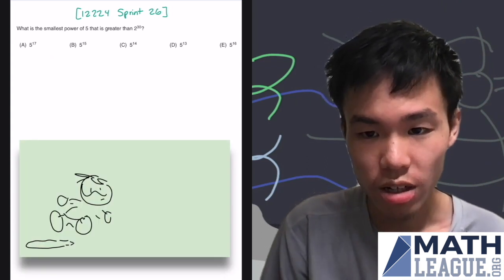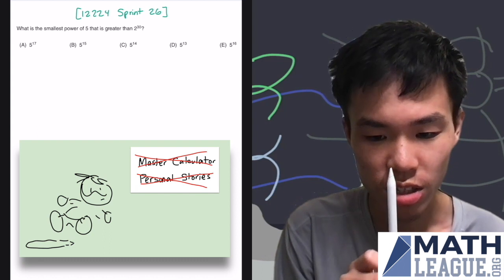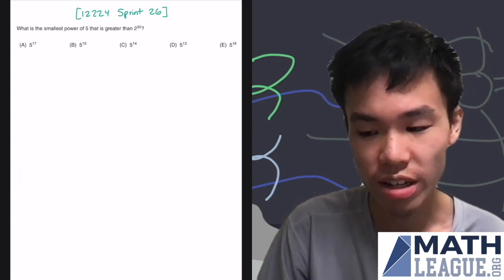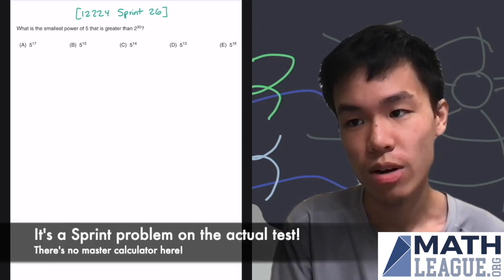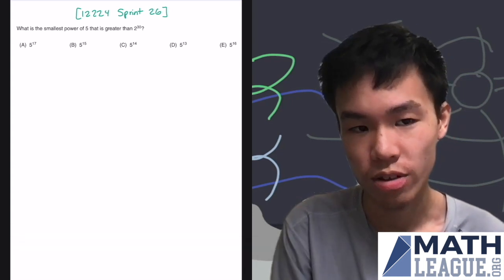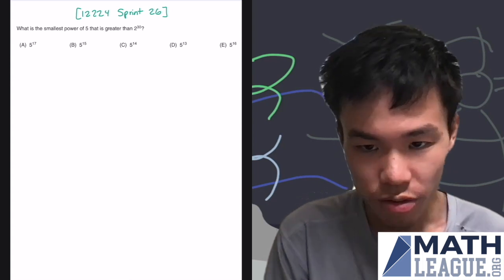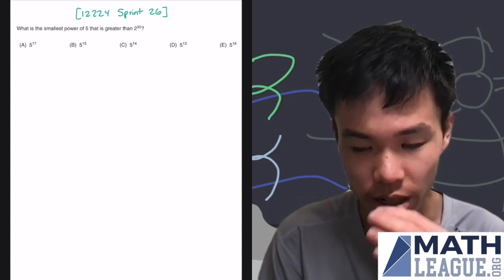And more notably, all I have to work with is this writing utensil, because I've encountered this construct problem in this proving grounds that asks to find the smallest power of 5 that is greater than 2 to the power of 30. So all I have to work with are my ordinary powers.